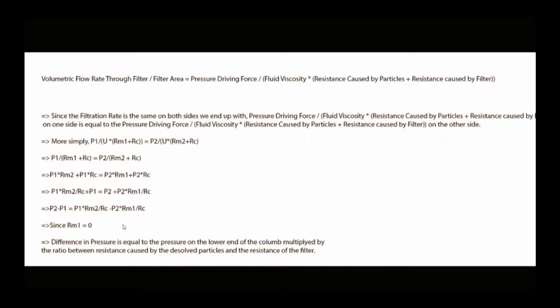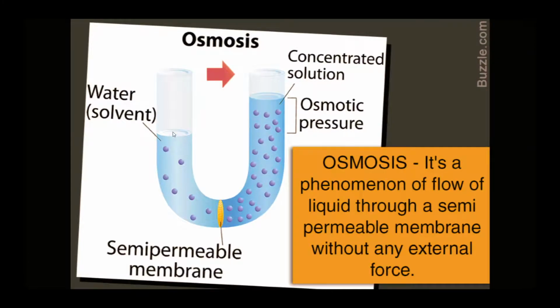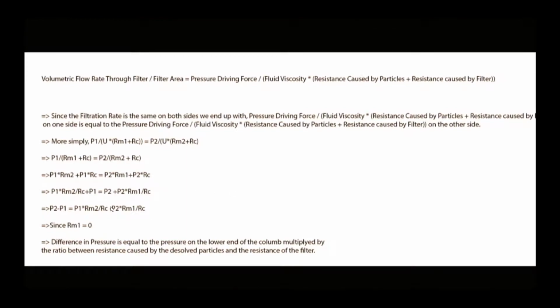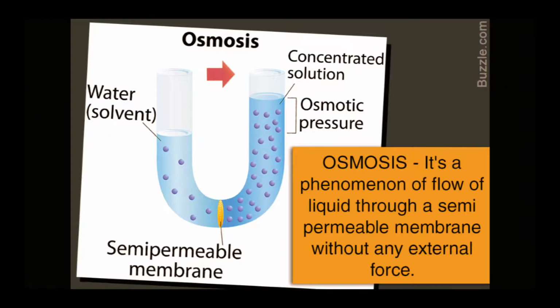So if you set one of the two concentrations to 0, just to simplify it out, for this one, I'll say that the left-hand side of this equation has 0 concentration of solvent in it, and the right-hand side has an unknown concentration of solvent in it. So if we do that, then we see that this whole second part cancels out of the P2, and we see that the difference in pressures is equal to the pressure on the left-hand side of the column multiplied by the ratio between the resistance caused by the particles and the resistance of the filter. Which, again, I'm not 100% sure if this is super helpful. However, it does strongly suggest that this osmotic pressure that builds up is strongly dependent on the resistance of the membrane itself that is separating it as well.